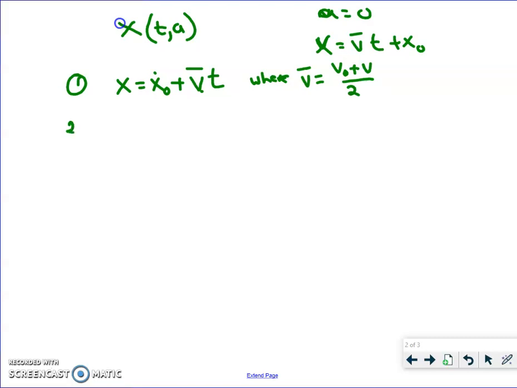So I'm going to substitute that in. In my next line, I'm going to move the x naught over. So I'm going to change it to x minus x naught equals, what's average velocity? I'm going to put v naught plus v all over 2, put parentheses around it, all multiplied by time. Okay, so I've gotten rid of the average velocity part.